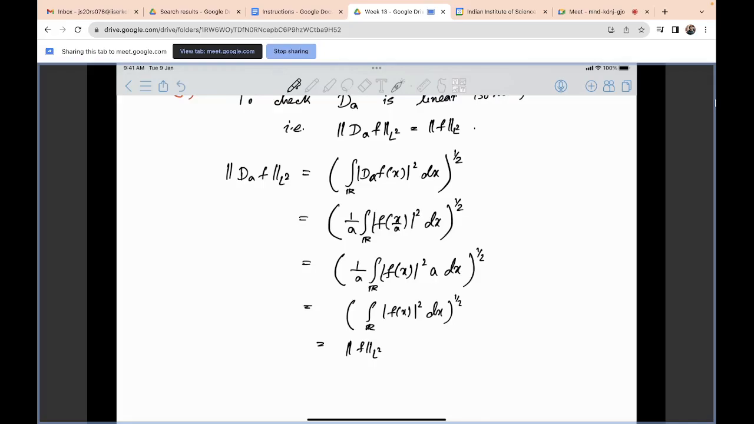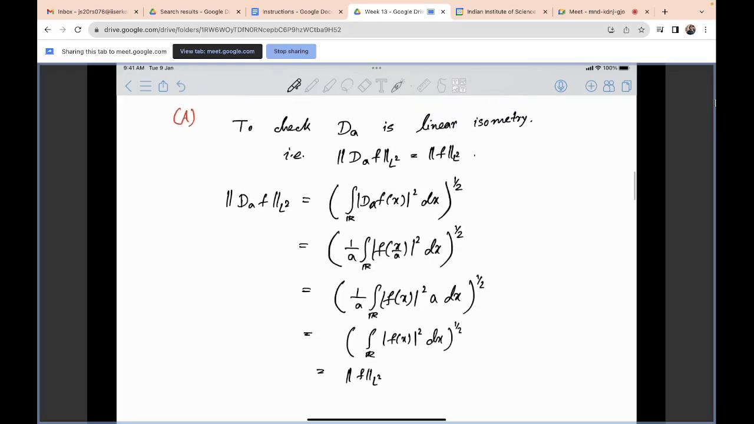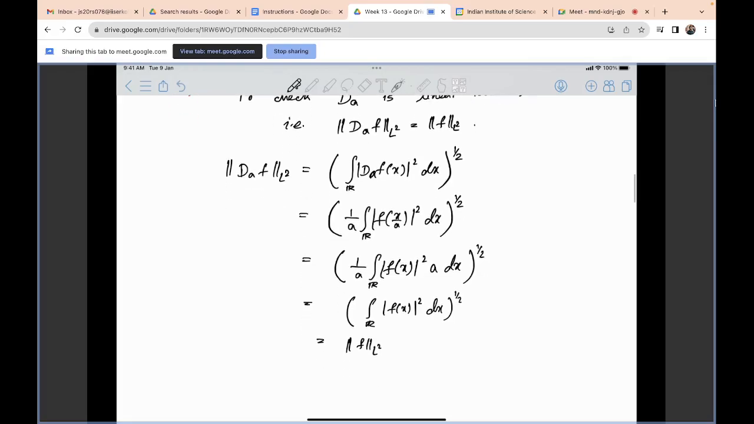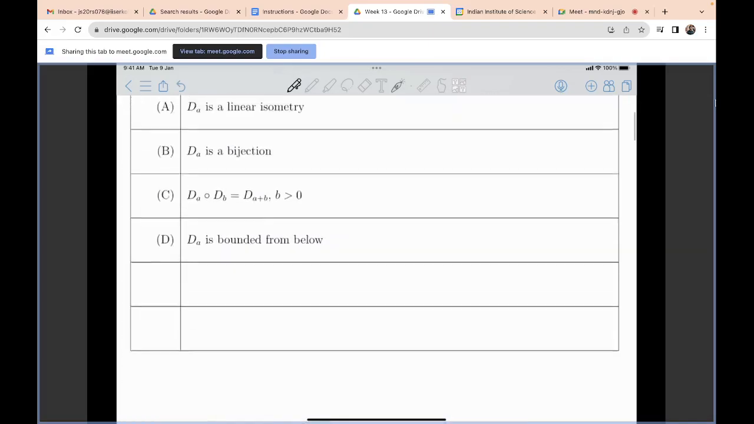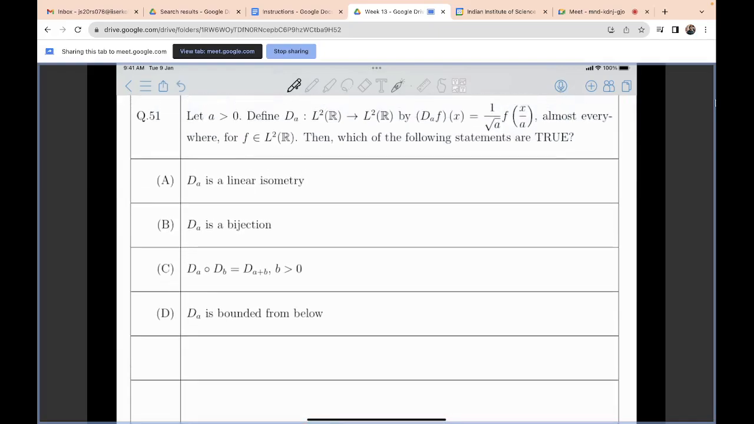So what you've got is that the L2 norm of dA of f is the same as the L2 norm of f. Therefore dA is a linear isometry. So the first option is correct. Next you have to check that dA is a bijection.